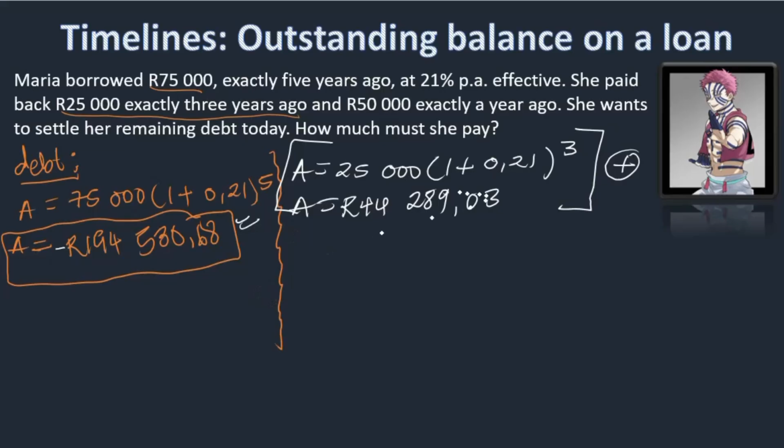What else did she pay? She also paid 50,000 exactly a year ago, right? So let's calculate what happened to that 50,000. I have 1.021. This is the same interest rate. It was a year ago, so it's 1. So our A here will be equal to, pull out the calculator again.